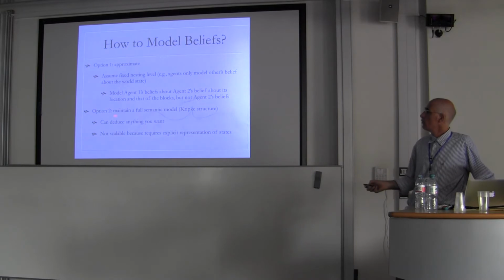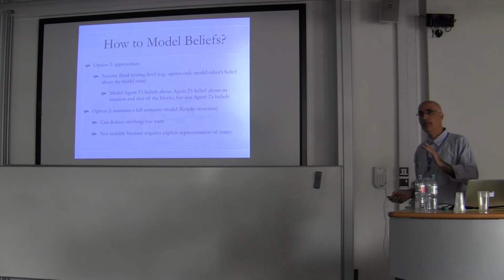The other option is to maintain a full semantic model of the beliefs of the agent. This is known as the Kripke structure. How many people know Kripke structure? A few, very few, okay. If you have such a Kripke structure, you can deduce everything.